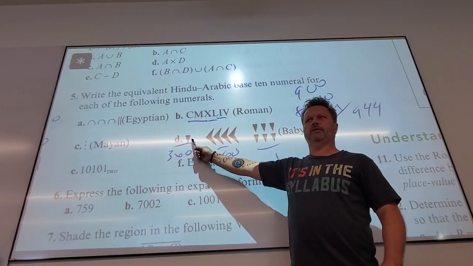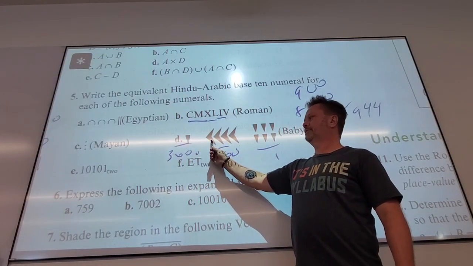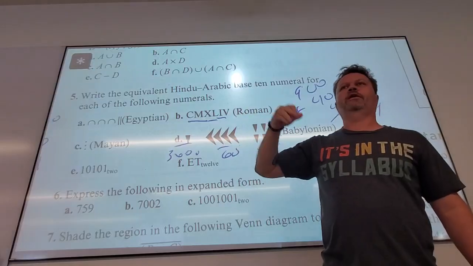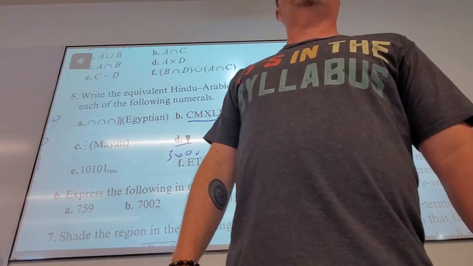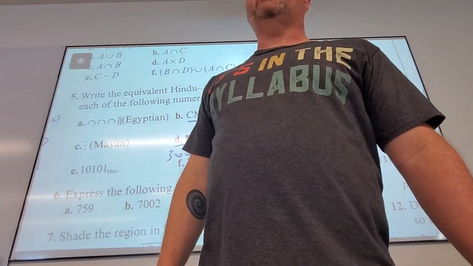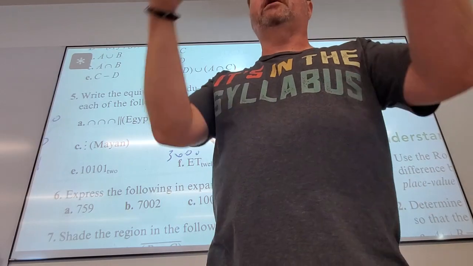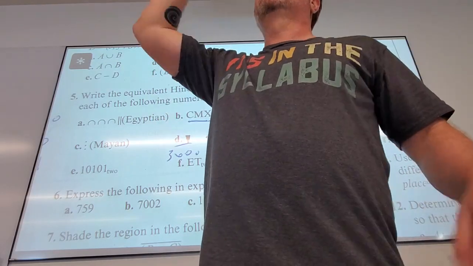What's this in Babylonian? 1, and what's this? 10. Okay. And of course, the Babylonians and the Mayans, as far as I know, they never met. They had no idea. Neither one of them could argue with the other one.